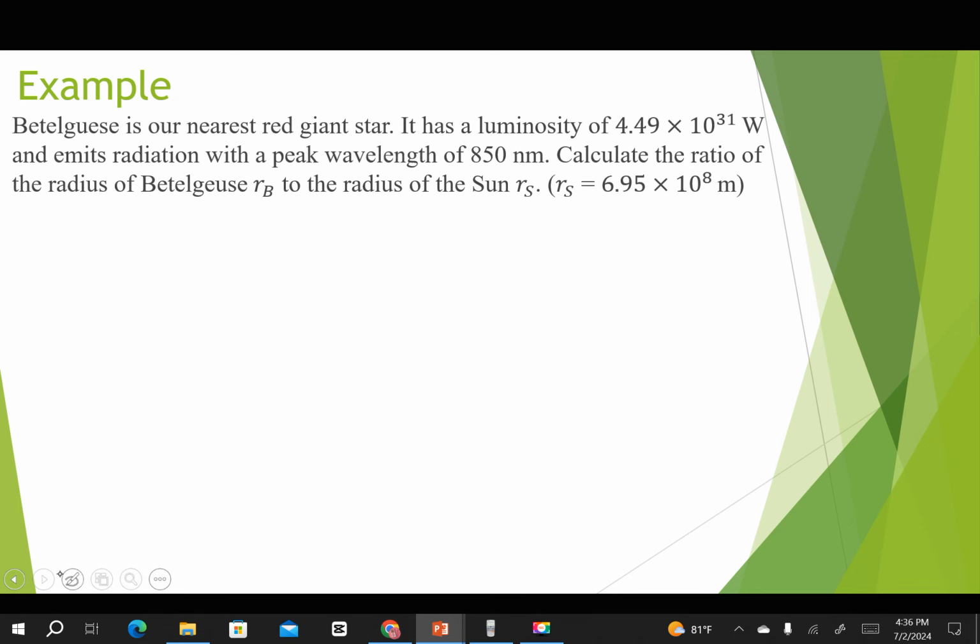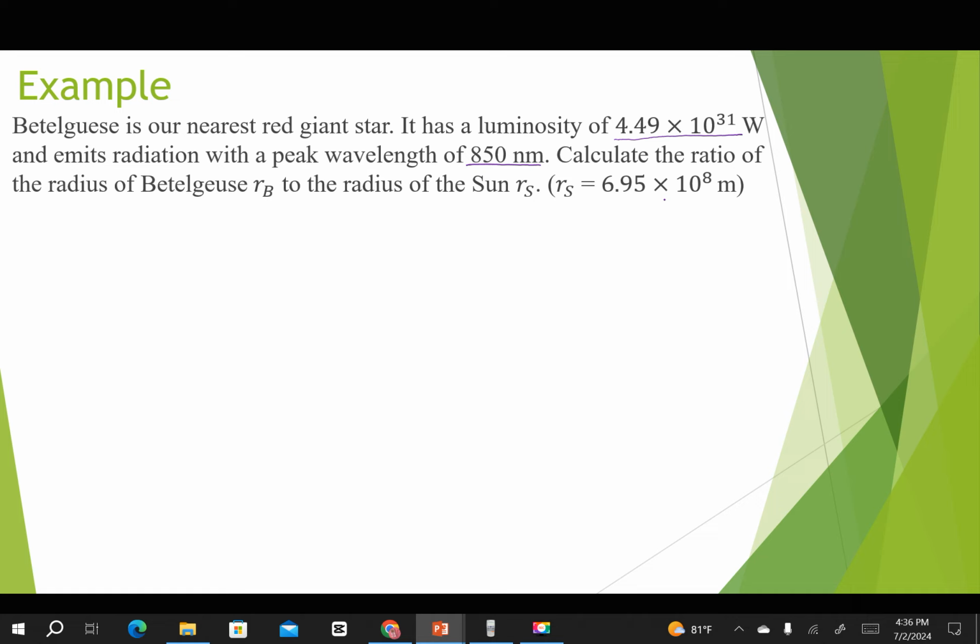Betelgeuse is our nearest red giant star. It has a luminosity of, so the luminosity is known, 4.49 times 10 to the power of 31 watts and emits radiation with a peak wavelength of 850 nanometers. Calculate the ratio of the radius of Betelgeuse RB to the radius of the Sun RS. The radius of the Sun is given as 6.95 times 10 to the power of 8 meters.